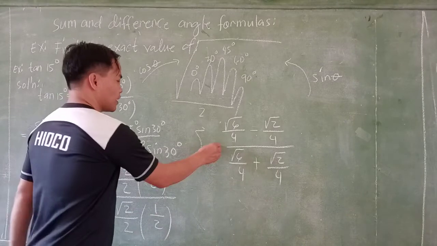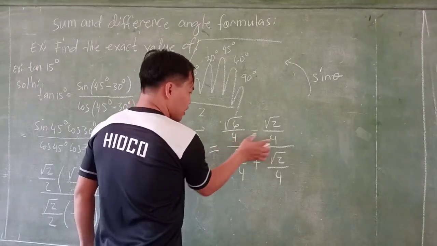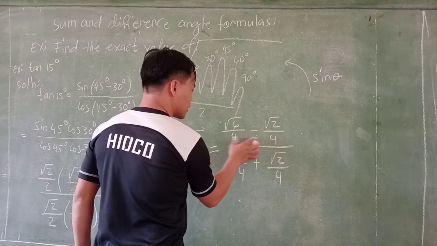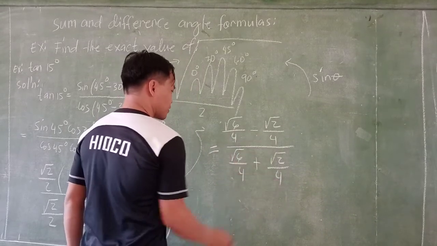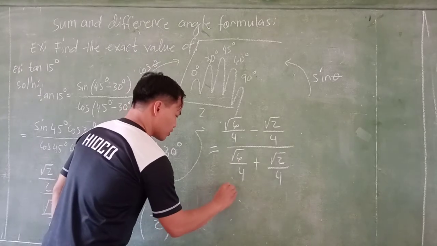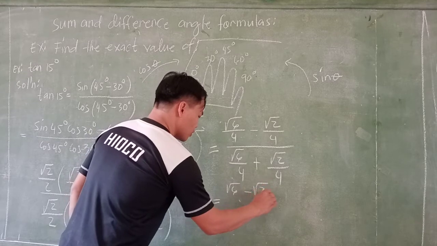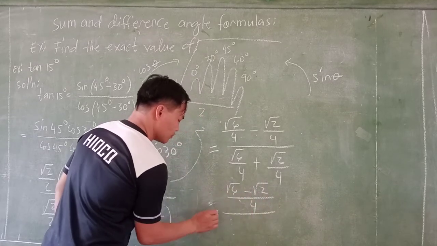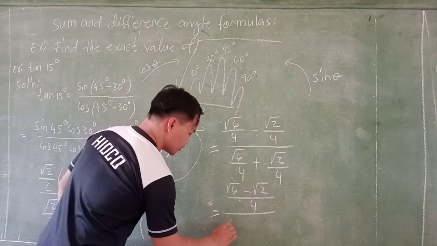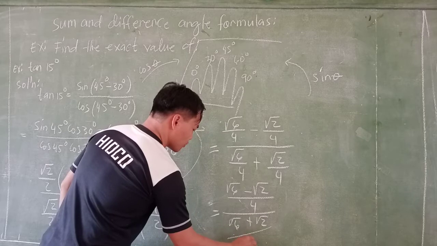After that, we will simplify. Remember, they are similar fractions, since they have the same denominator. So, we have square root of 6 over 4, square root of 6 minus square root of 2 over 4, over square root of 6 plus square root of 2 over 4.